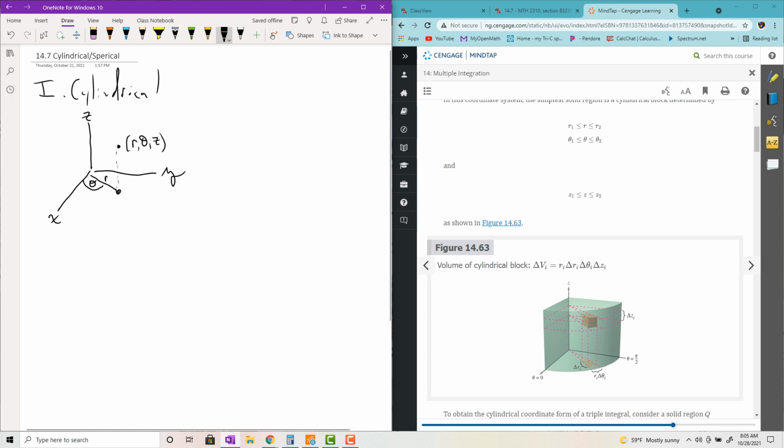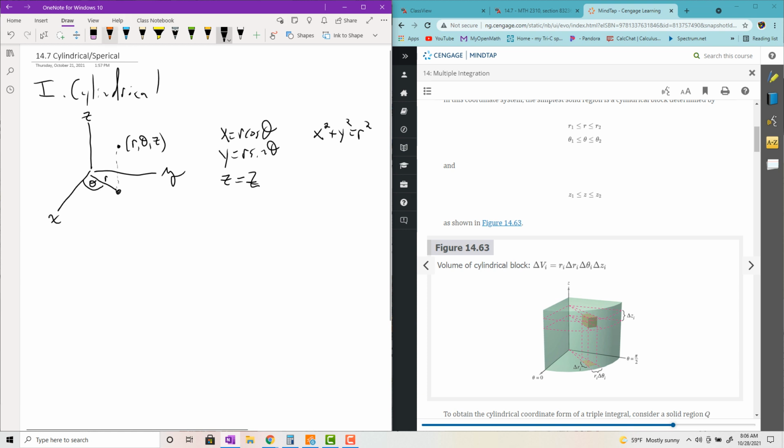The usual conversion formulas apply, so x is r cosine theta, y is r sine theta. Remind yourself the other one, x squared plus y squared is r squared, in case you need that. Z is just plain old z. Okay, so it's not too difficult if you've already mastered the polar coordinate system.